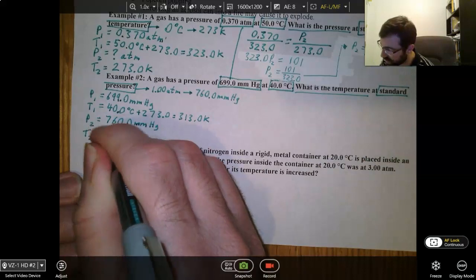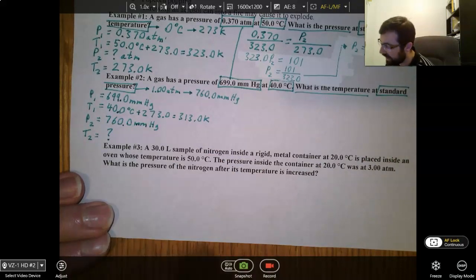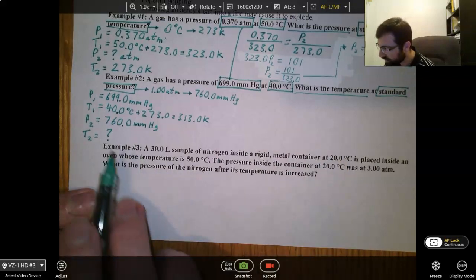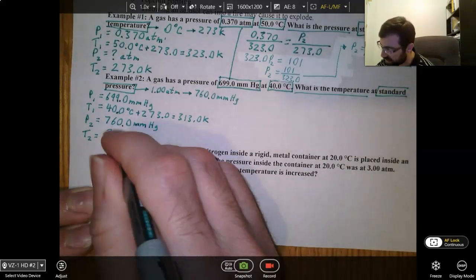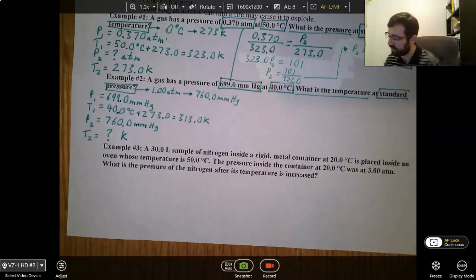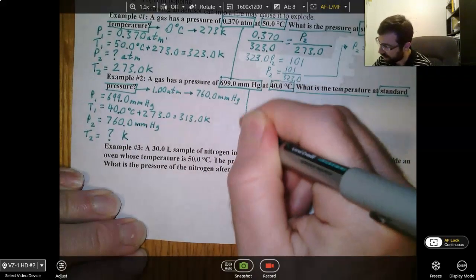And then our second temperature is going to be, that's our unknown actually. What's our temperature at standard pressure? It didn't tell me what units to use, so I'm going to do the easiest thing. I'm going to just leave it in Kelvin. Let's solve for the problem.